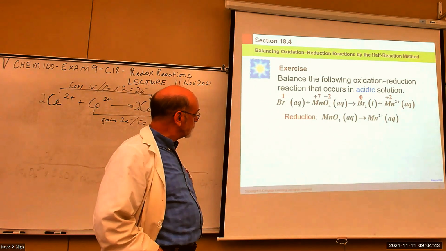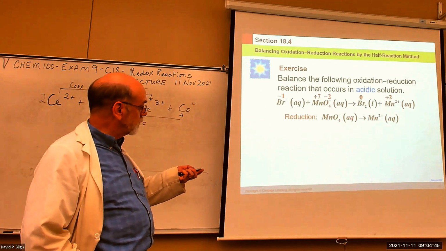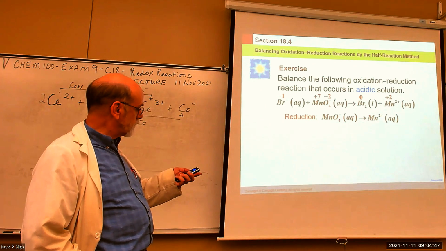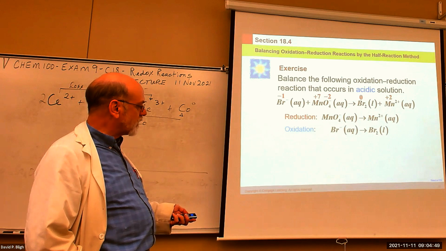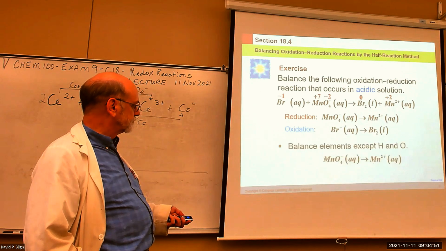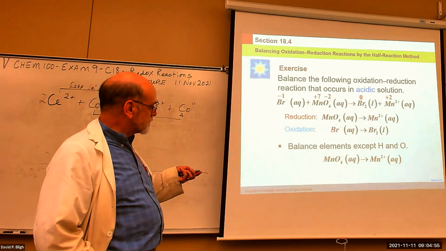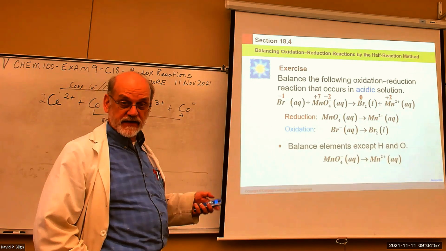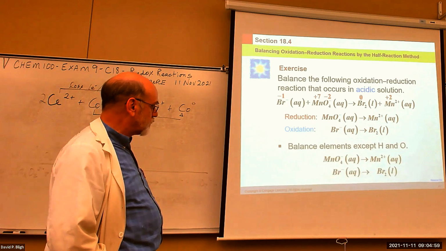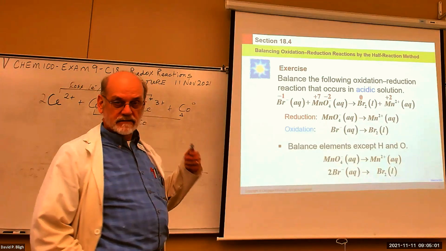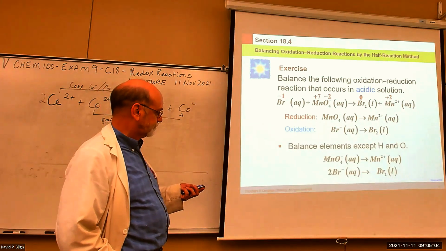So if we separate them in two, right? This one is the reduction. This one's the oxidation. Okay. We just need a 2 in front of this one to balance the elements other than oxygen and hydrogen.